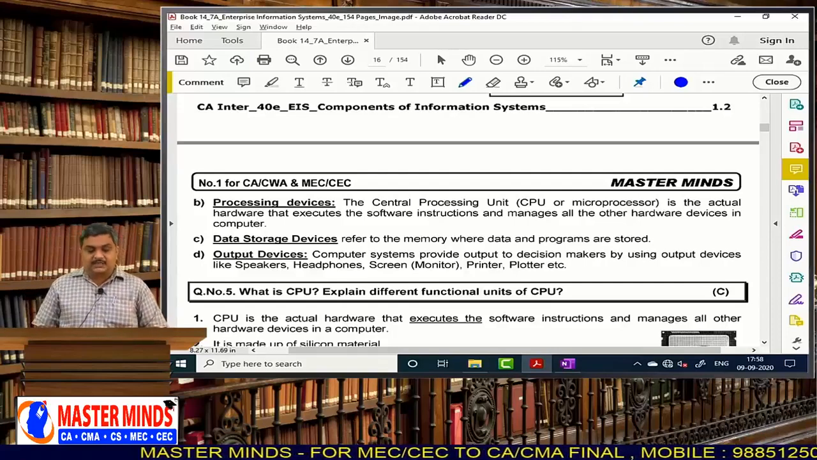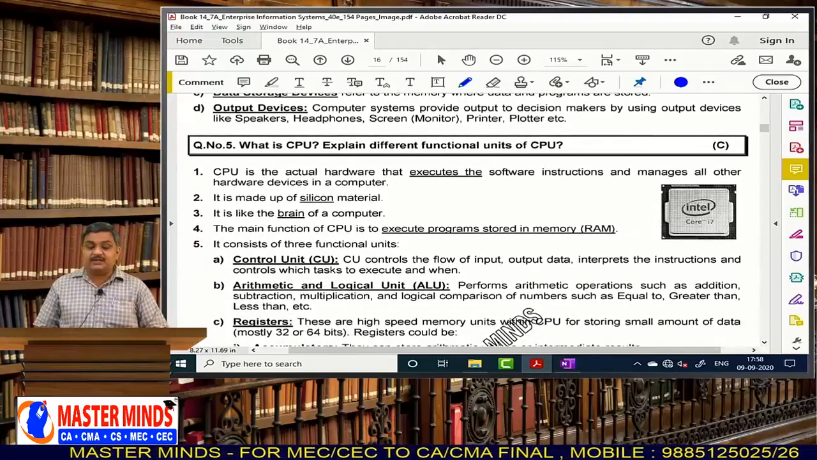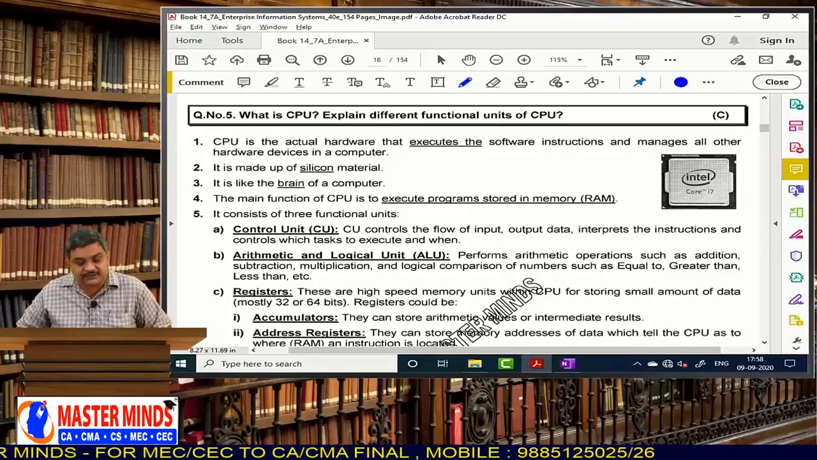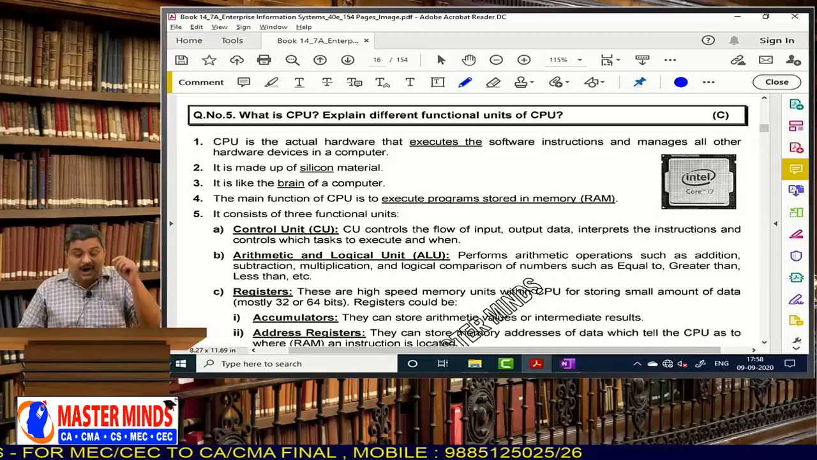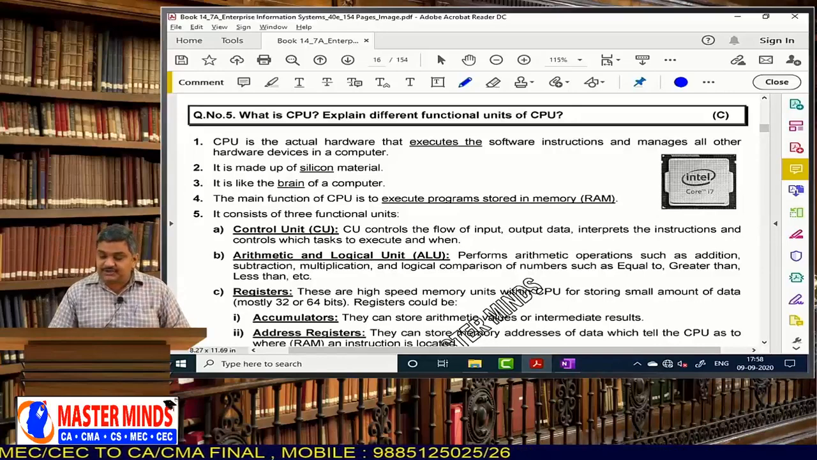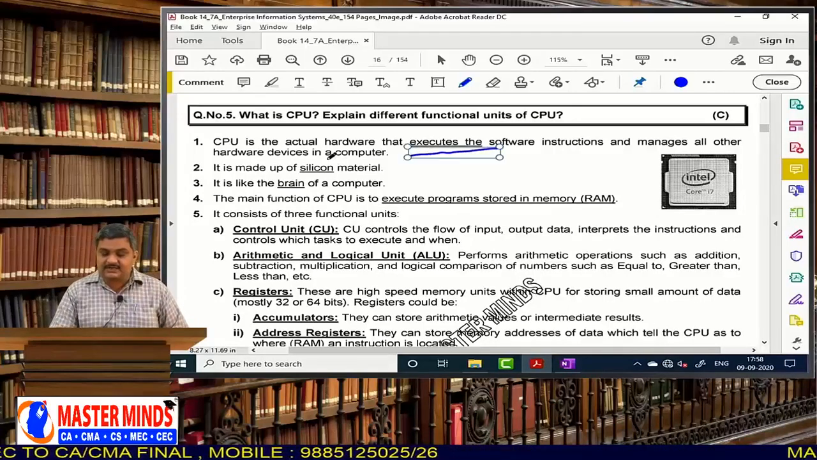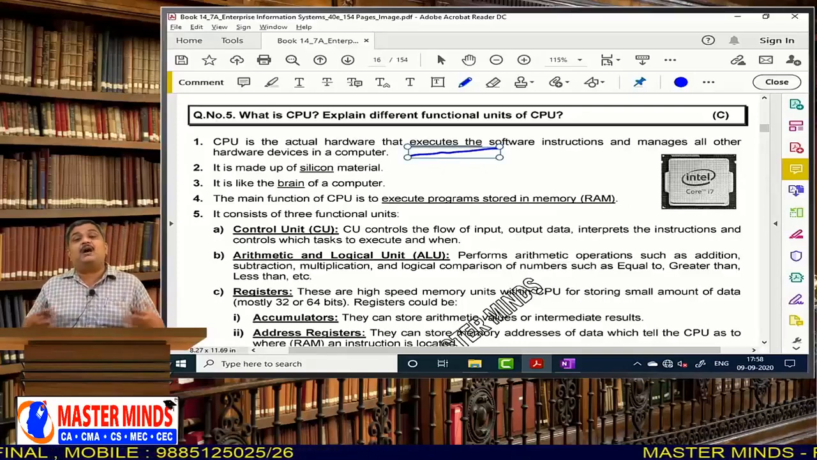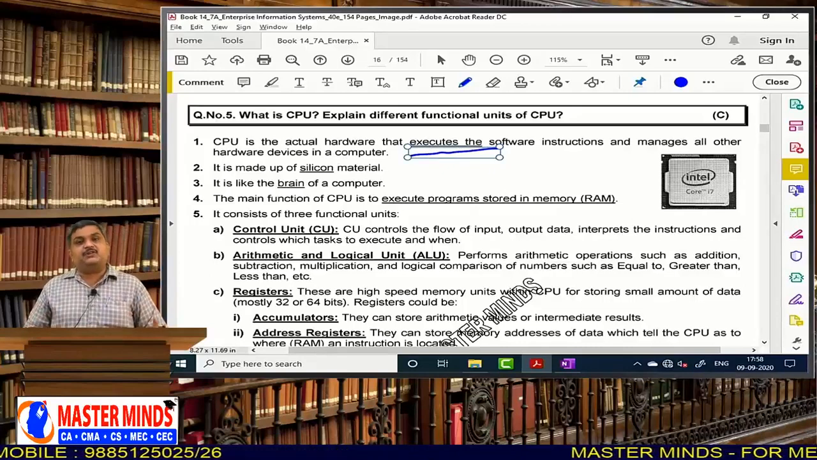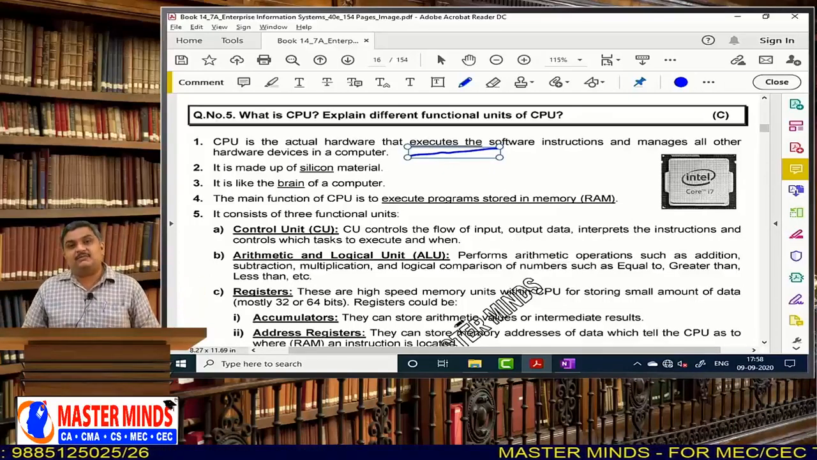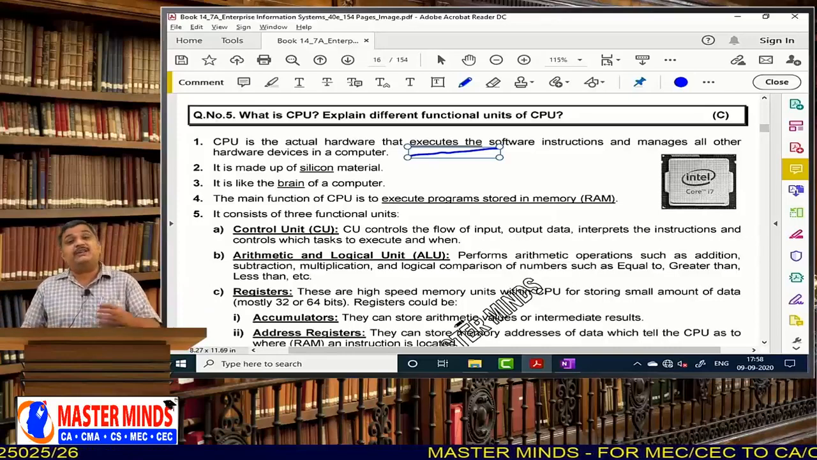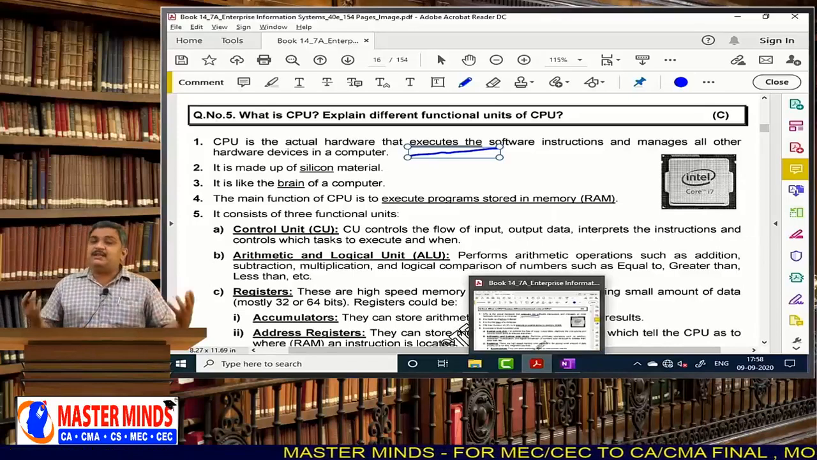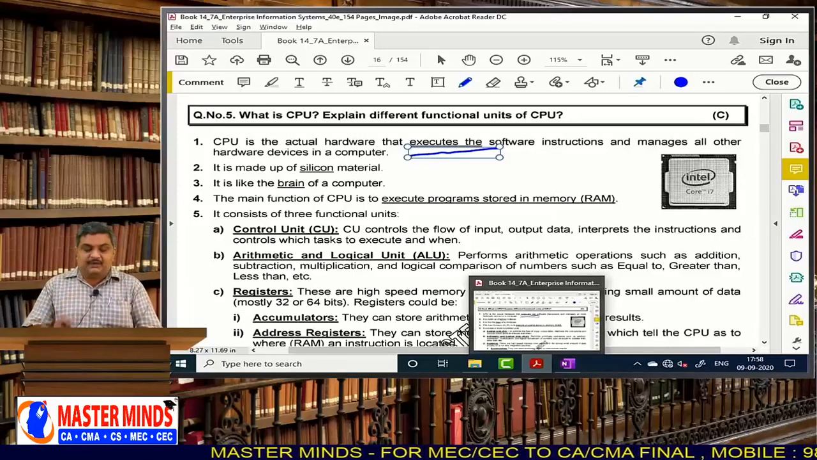And next, what is CPU, and explain different functions of the CPU. You know, CPU is the most important and fundamental component of the computer. CPU is the actual hardware that executes the software instructions and manages all other hardware devices in a computer. That is why we generally call the CPU the brain and heart of the computer. Because without CPU, you cannot imagine the functioning of a computer. That is why it is called central. Central means main. And it is made up of silicon material.